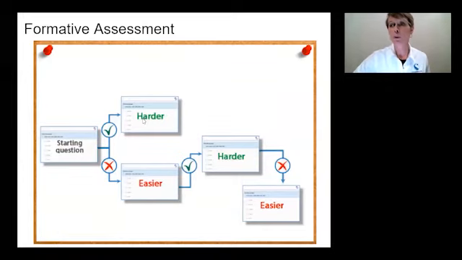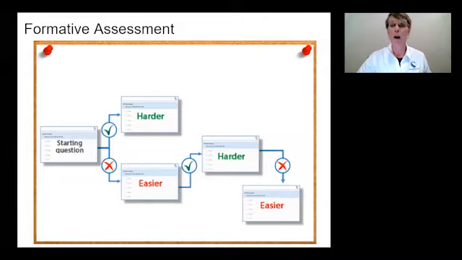The MAP Growth test is a computer-based test that consists of multiple choice, drag and drop, or other types of questions. No two students are taking the same assessment. The test forms based on the answers provided by each student. And you see this in the diagram.